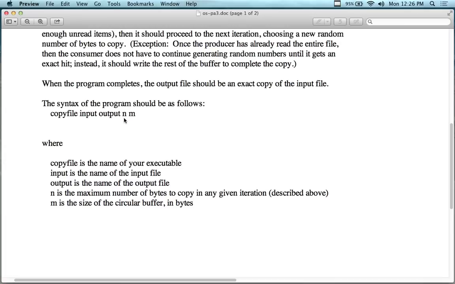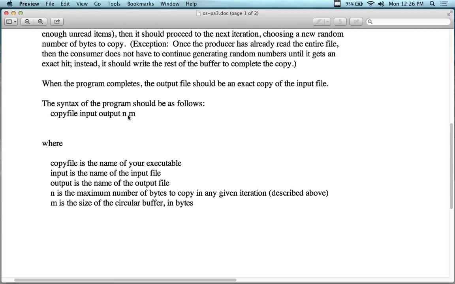You can put the random number in here if you want, and the generation. You can make it random, or you can fix this. It can just read and write a certain amount. It makes it more interesting when you randomize it. And then the size of the buffer. You can actually specify how big to make the buffer, so put a cap on it.